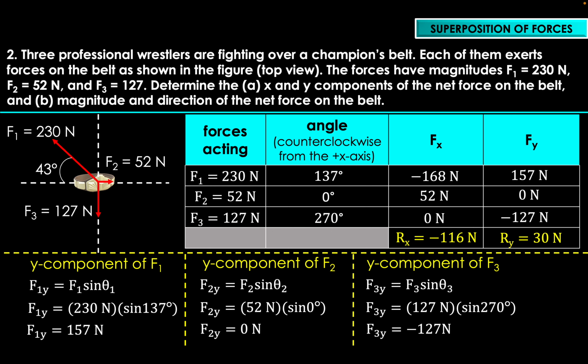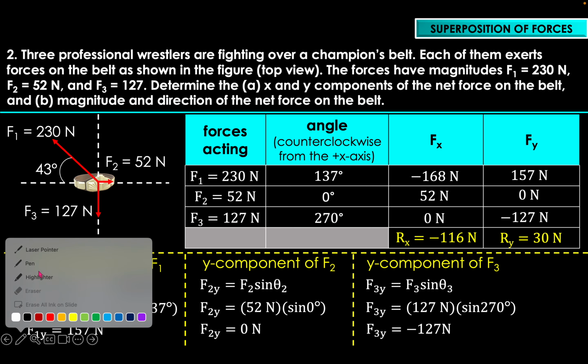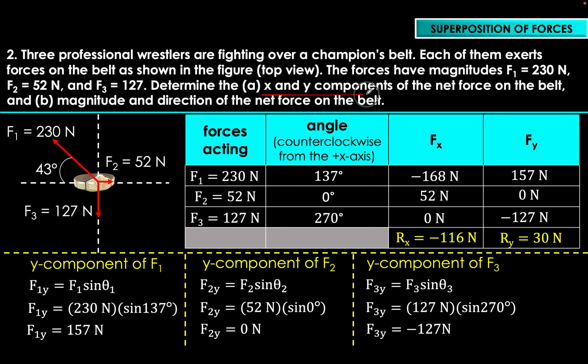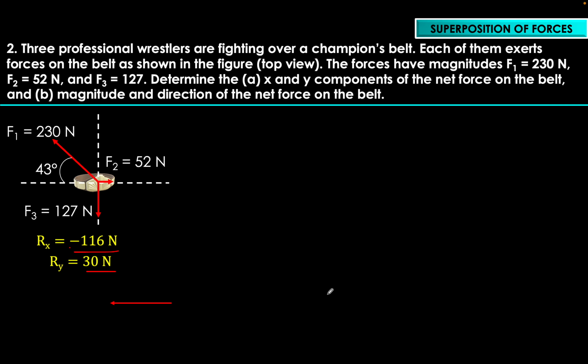By the way, at this point we have answered letter A. It's asking us to solve for the x and y components of the net force on the belt. To be clear, R sub x and R sub y are the x and y components of the net force that we will solve for in the next slide. And again, to know the resultant force, let's represent them with a vector arrow. So this R sub x is negative 116, so it will be pointing leftward like this. And this R sub y is 30 newtons positive, so it's upward.